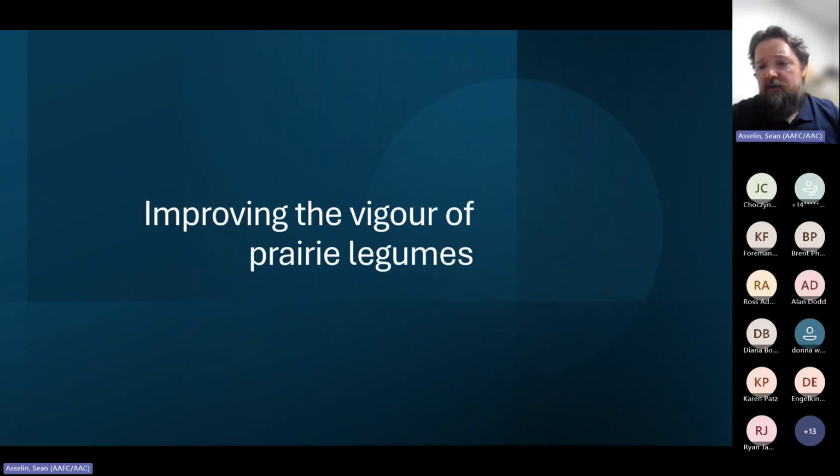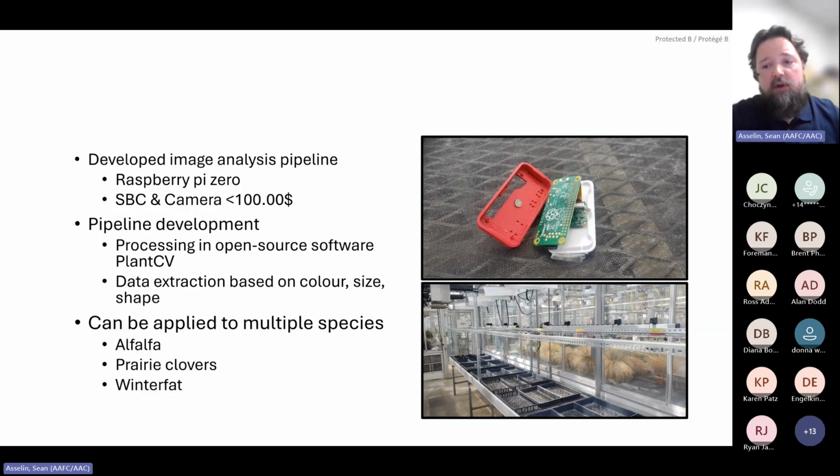Okay, so now I'm going to go into a few examples of some of my projects. Starting with improving the vigor of prairie legumes. This is a project that's looking at purple and white prairie clovers, as well as alfalfa. This year, we're going to try out our system on winterfat.